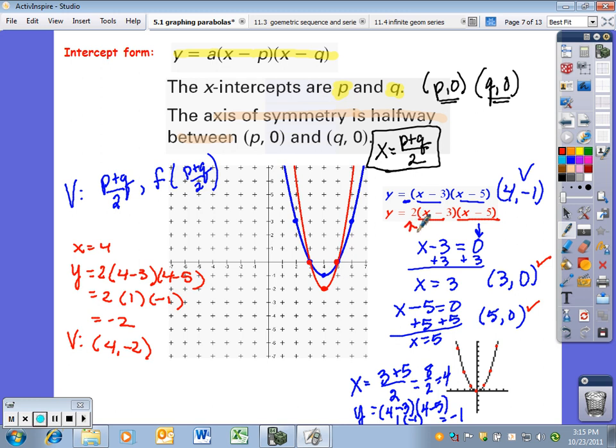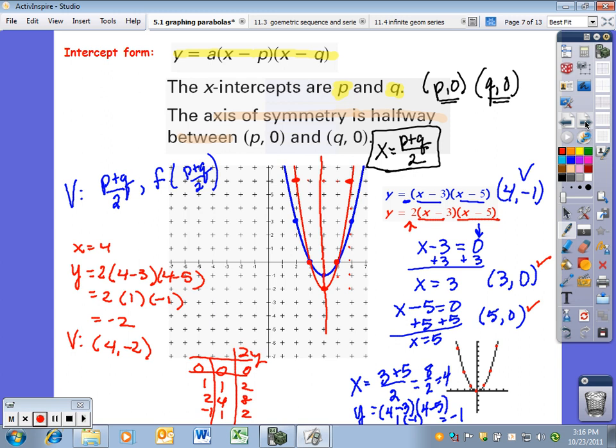Yes, I do. So my parent function of (0, 0), (1, 1), (2, 4), (negative 1, 1), and (negative 2, 4), my multiplier would be 2y. So (0, 0), (1, 2), (2, 8), and symmetrically. Did I get those same points? Yes, I did.